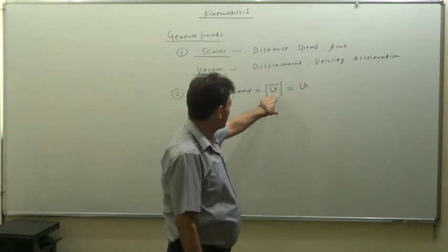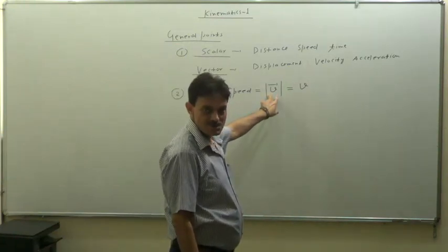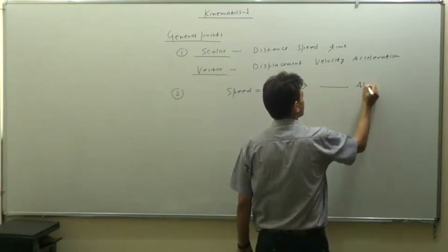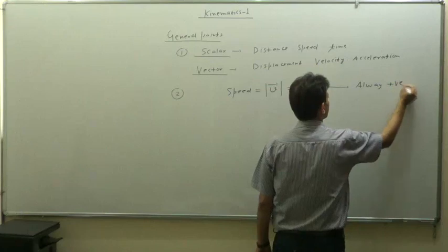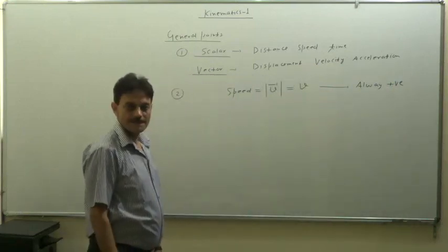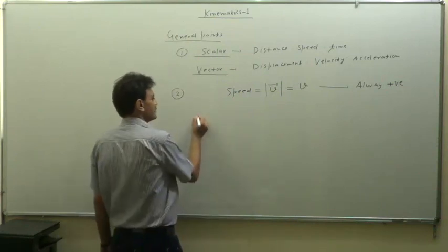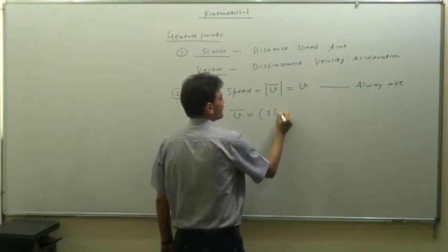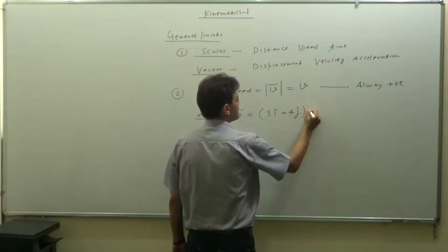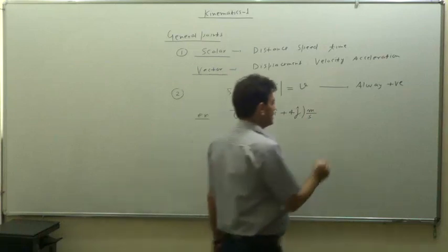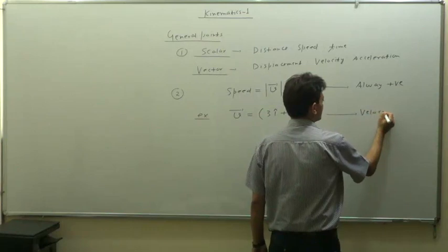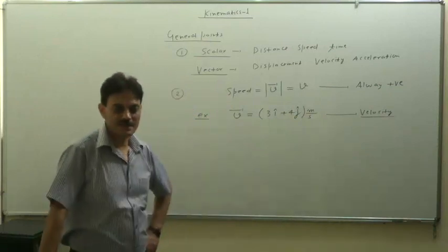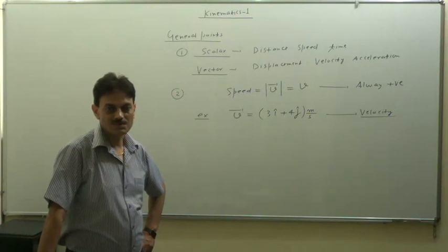And you know that magnitude of a vector is always positive, right? So speed is always positive. Let us take an example. Suppose velocity at any instant is 3 i cap plus 4 j cap meter per second, right? This is velocity. Because velocity is a vector quantity, therefore you can write it in terms of i cap, j cap and k cap. So suppose this is velocity.